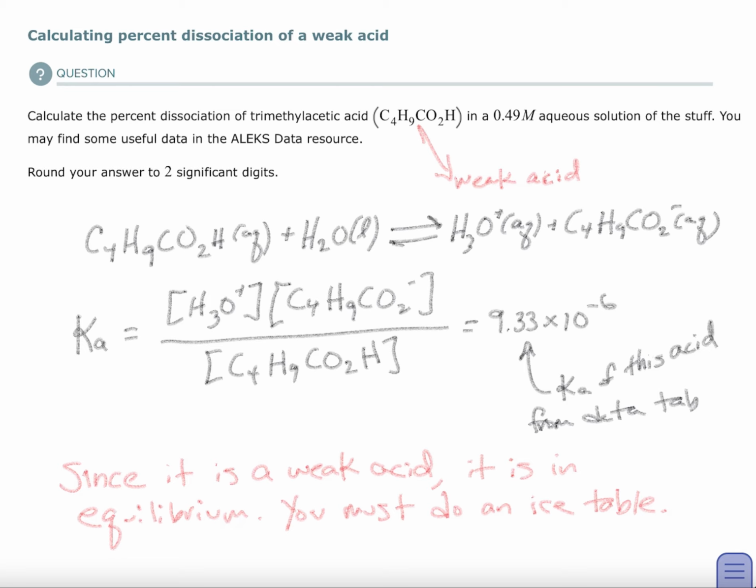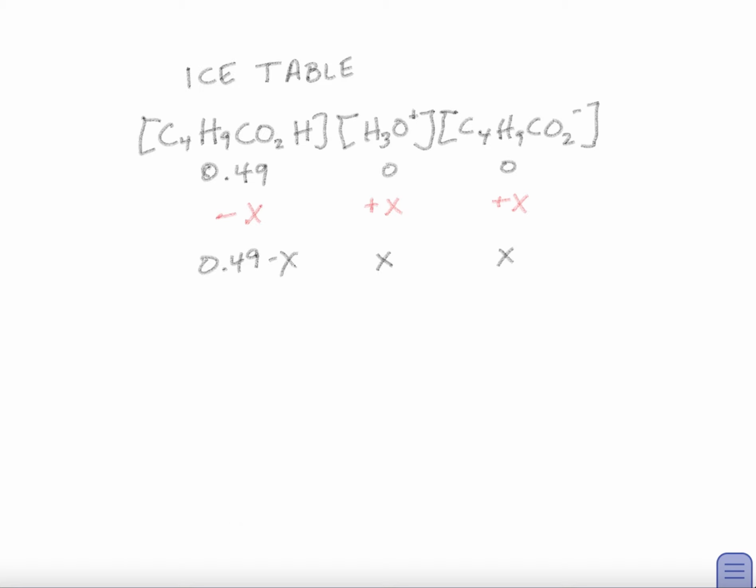Okay, now since it's in equilibrium, I'm interested in the concentrations at equilibrium. So I have to do an ICE table to do this, like any equilibrium problem. The ICE table here is really easy. It's a 1-to-1-to-1 correspondence. As my acid breaks apart, I'm going to make a conjugate base plus some hydroniums. And so I've got a negative X and two positive X's. So this is my I, this is my C, and this is my E. So at equilibrium, it's 0.49 minus X, and then X and X.